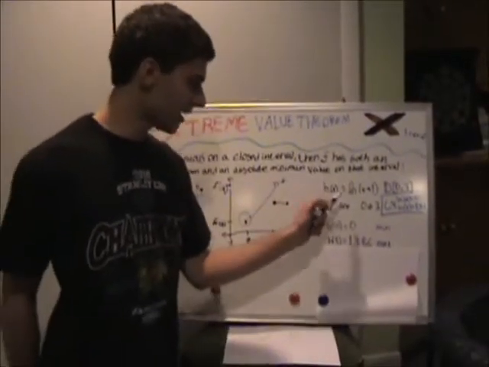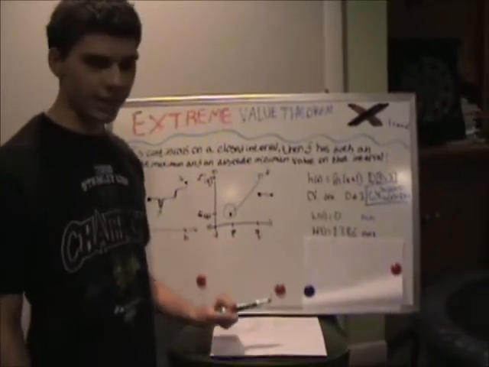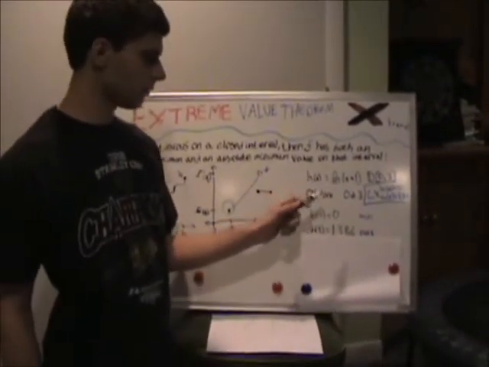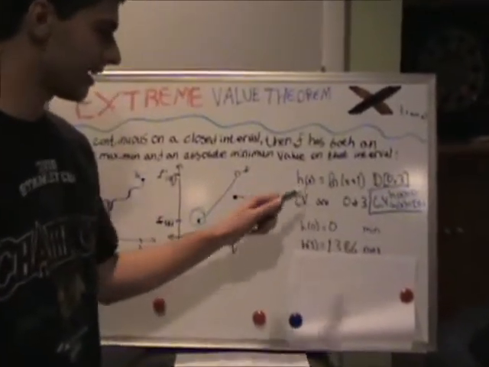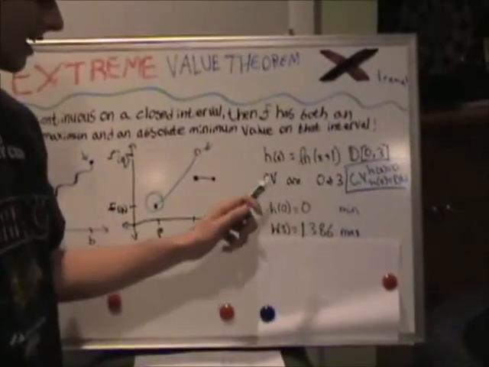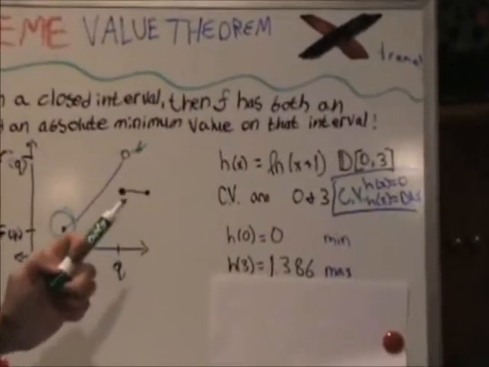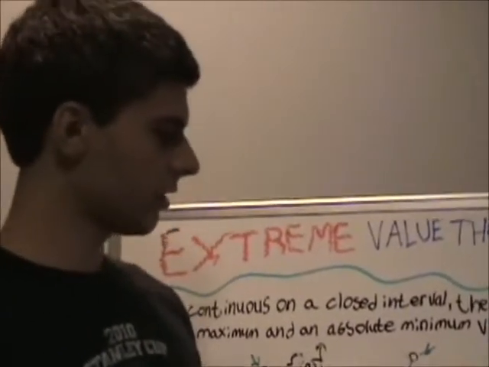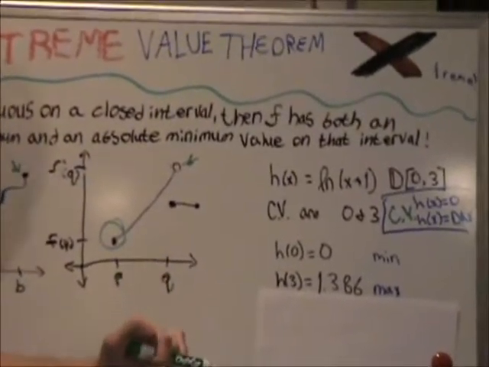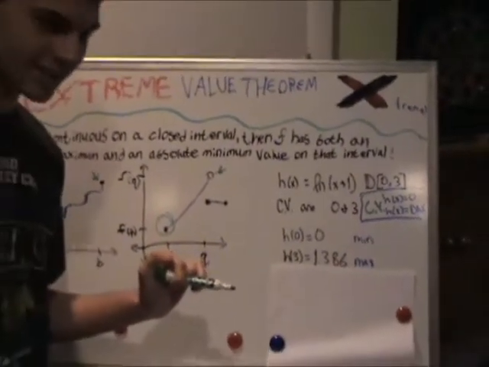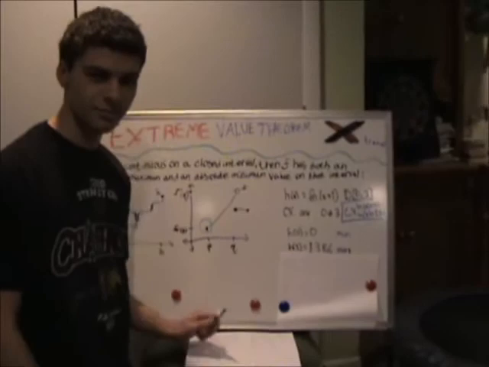Okay, and this way is much more effective. Finding the critical values and using this theorem is much more effective than taking the derivative of that and finding the values of the minimum and maximum using first derivative tests and maybe second derivative tests. It's just more efficient.